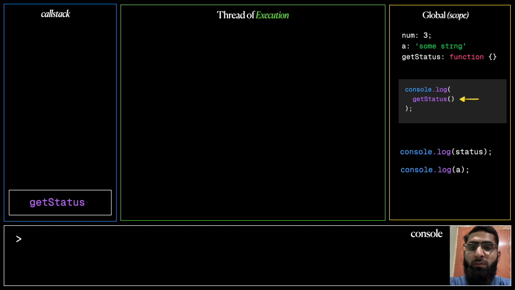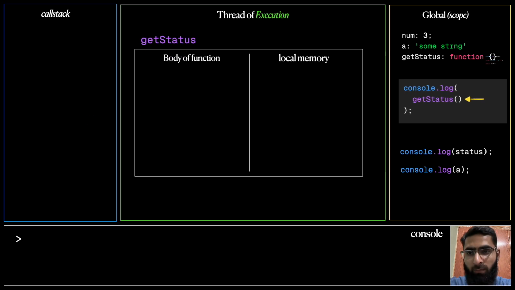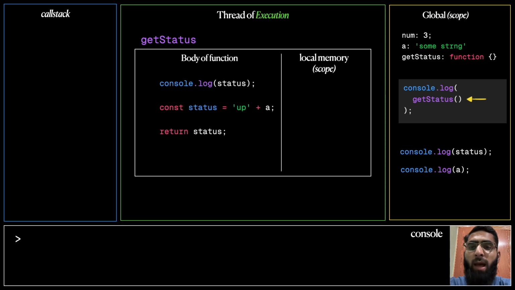So this getStatus function will now go to the thread of execution. And like I said before, the thread of execution consists of two main things: local memory and the set of instructions to run. That is the body of the function here. Now it will grab the body of the function from the global scope, and as far as hoisting is concerned, unlike before, the value of status is not hoisted to undefined. This behavior will be the same if let was in place of const. I want you to observe that var and const have different behavior here.